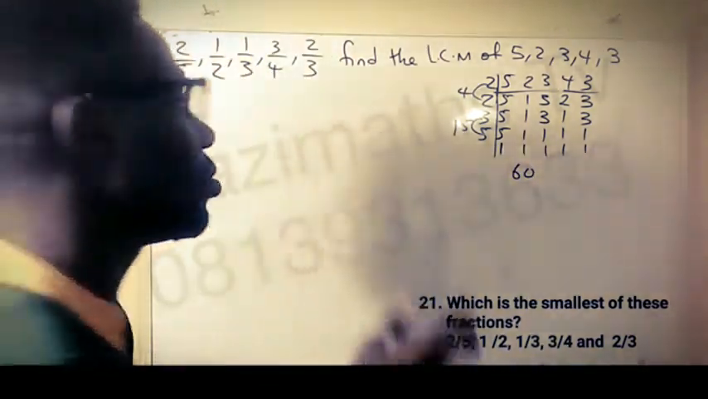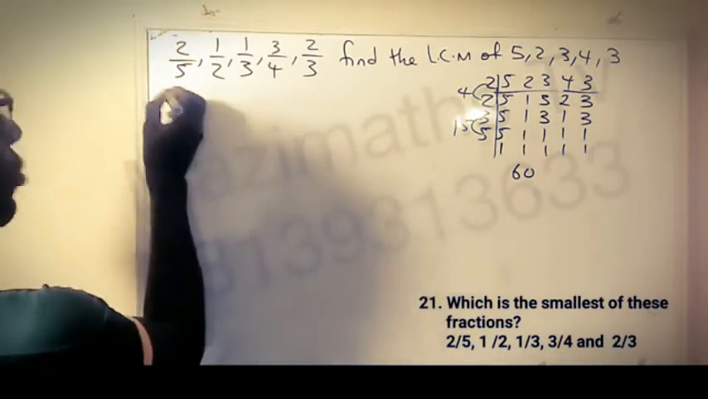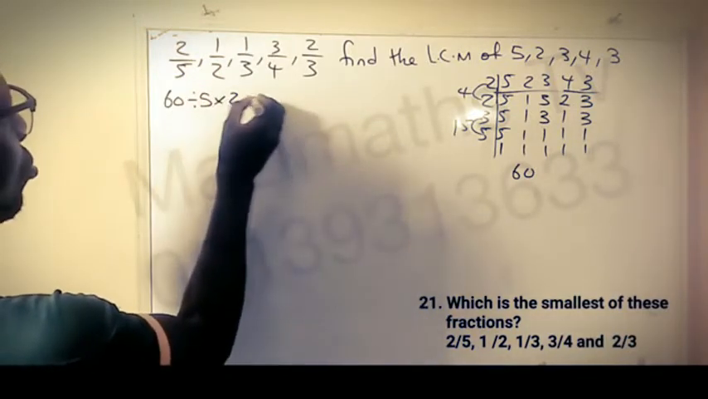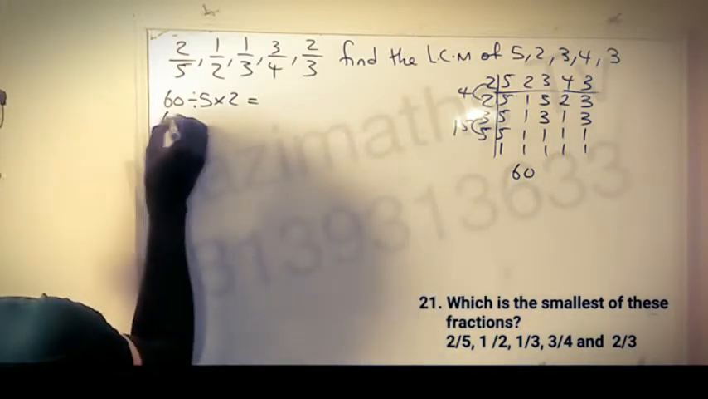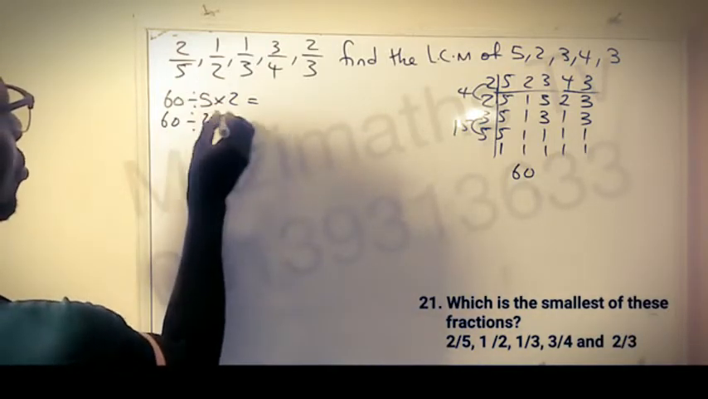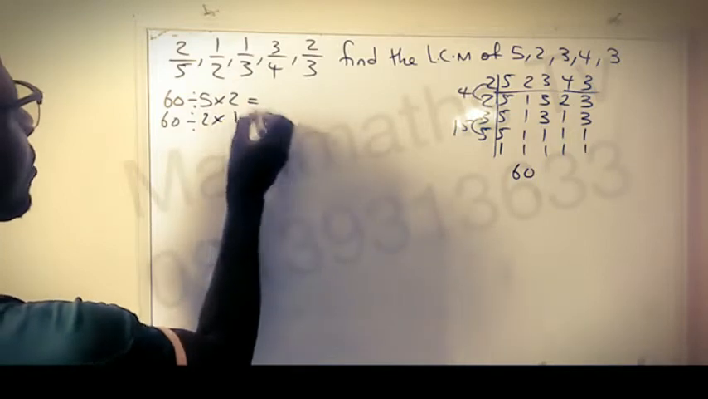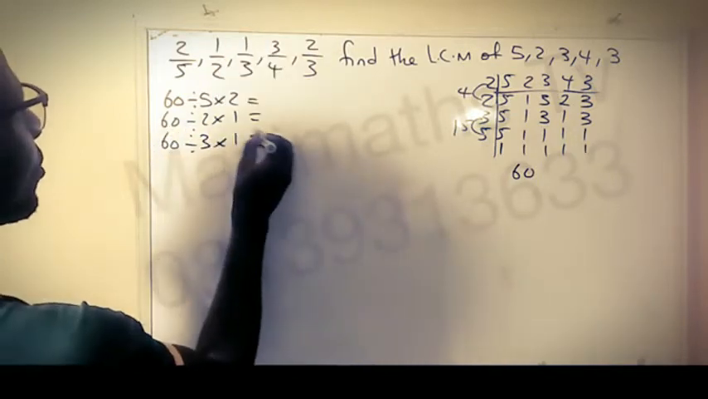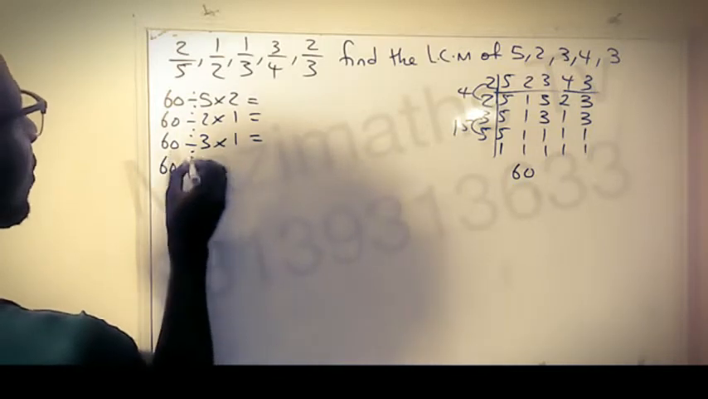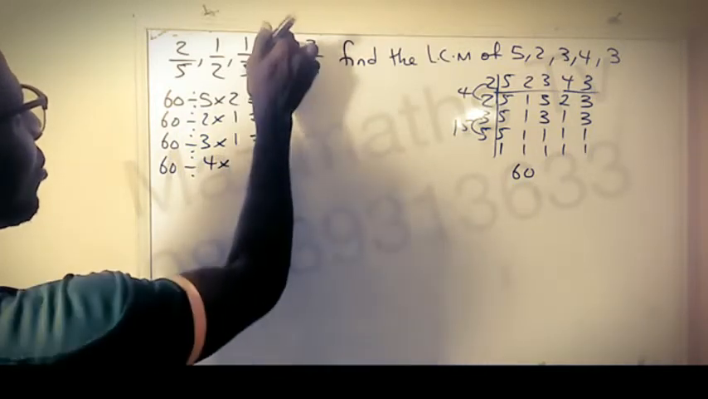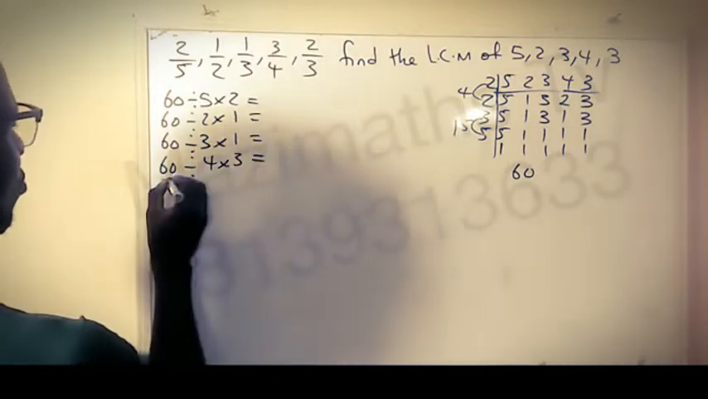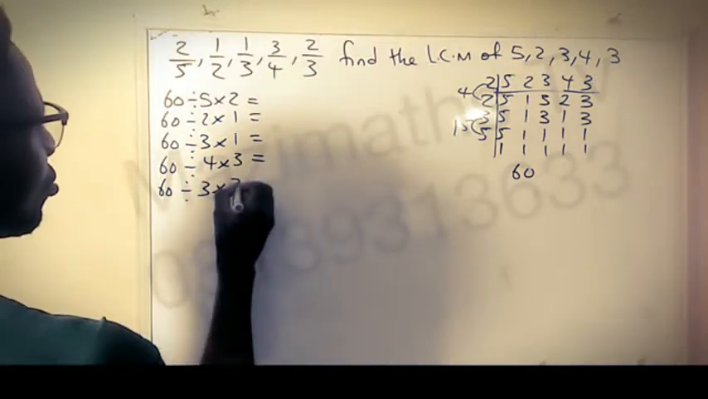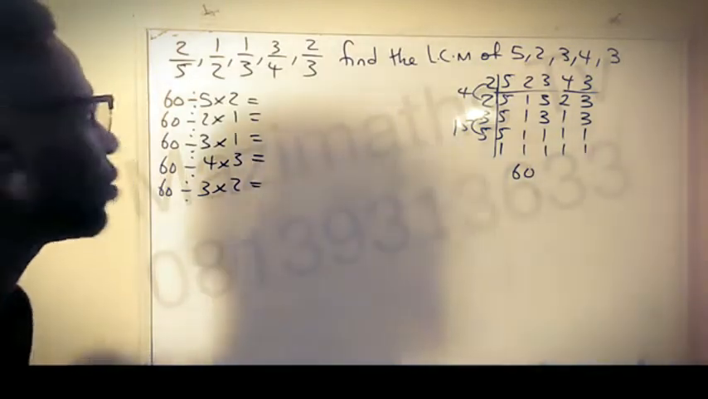That is the numerator. So let's do the first one. The first one, you have 60 divided by this 5 times 2. The second one, 60 divided by this 2, then times the number up, 1. The third one, 60 divided by 3 times the number up, 1. The fourth one, 60 divided by 4 times the number that you have up, which is 3. And then the last one, 60 divided by 3 multiplied by the number up, which is 2. Okay, now let's find the value of each of these.